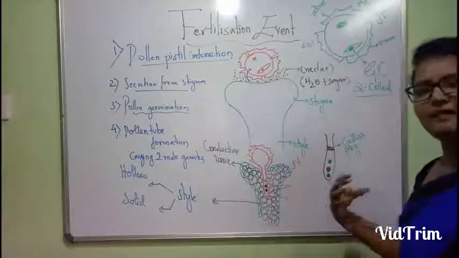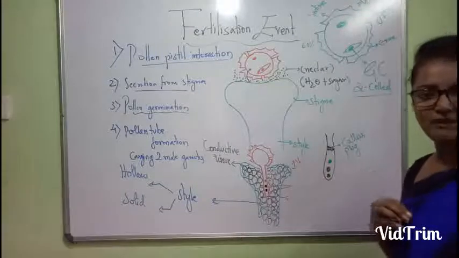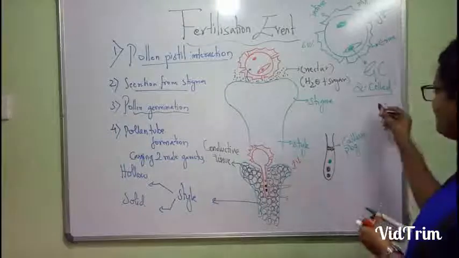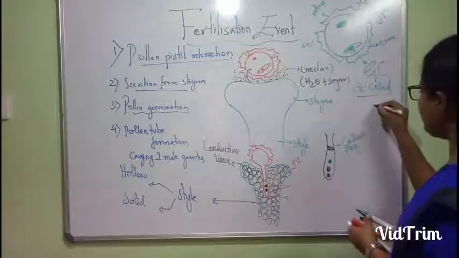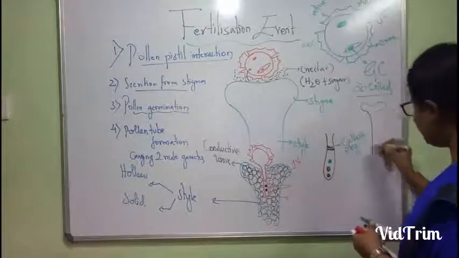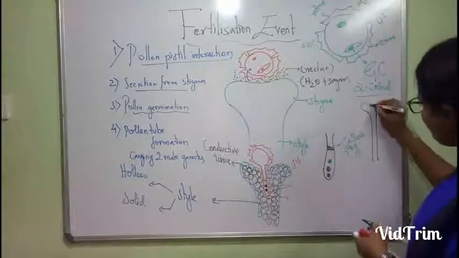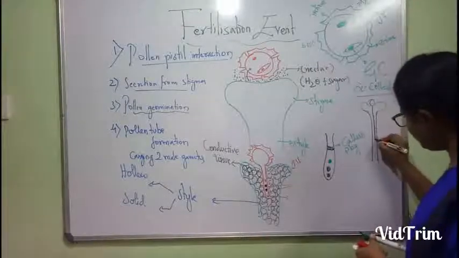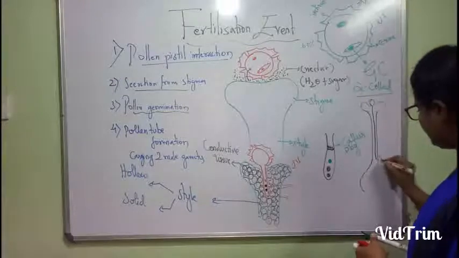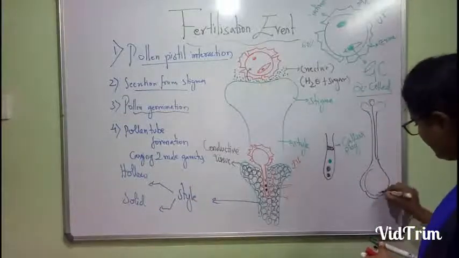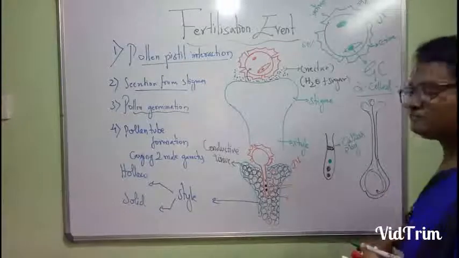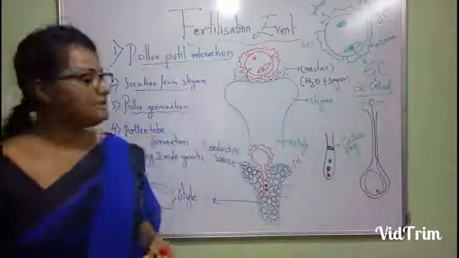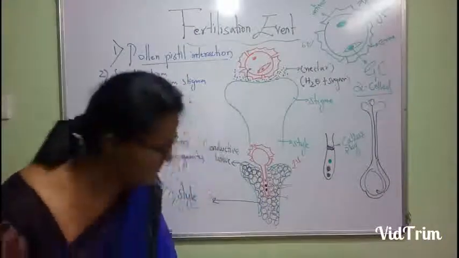All these chemicals play an important role during the travel of the pollen tube into the style, because we know how lengthy this style is. From the landing position the pollen tube needs to travel, and later they reach the ovule and they fuse, which performs fertilization. Okay, so next we'll start.